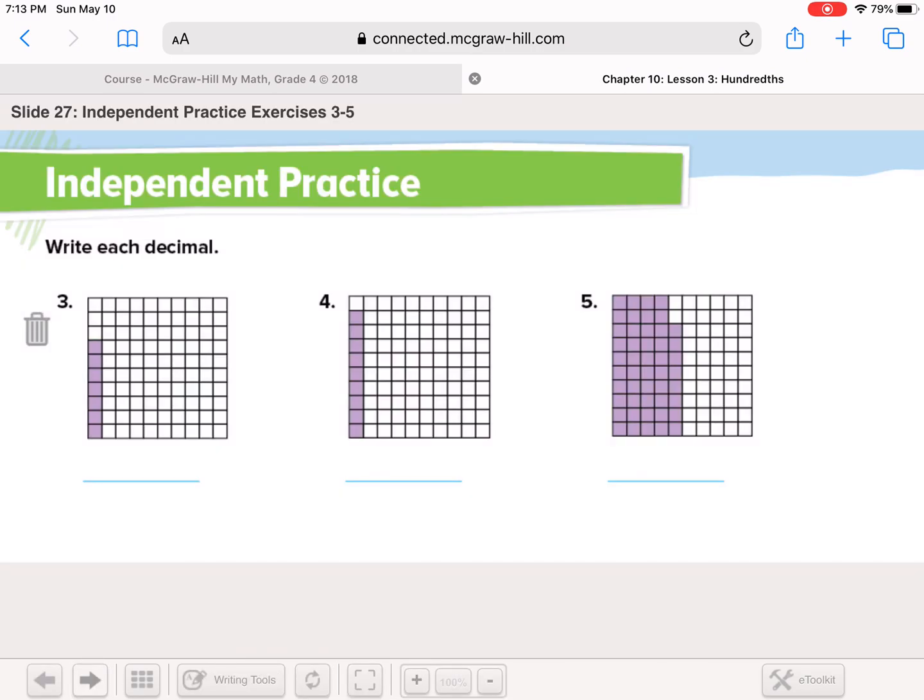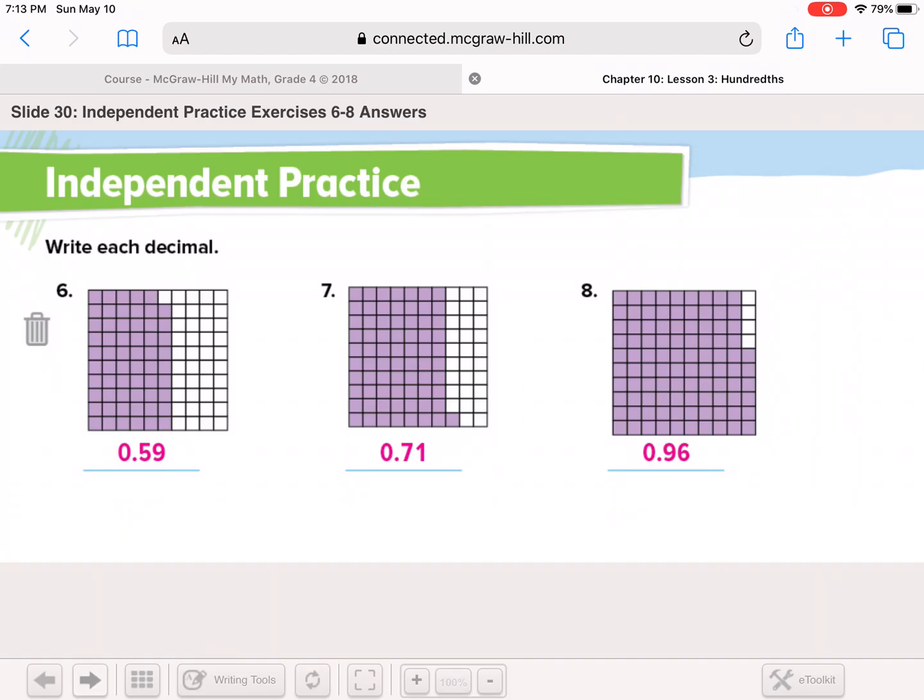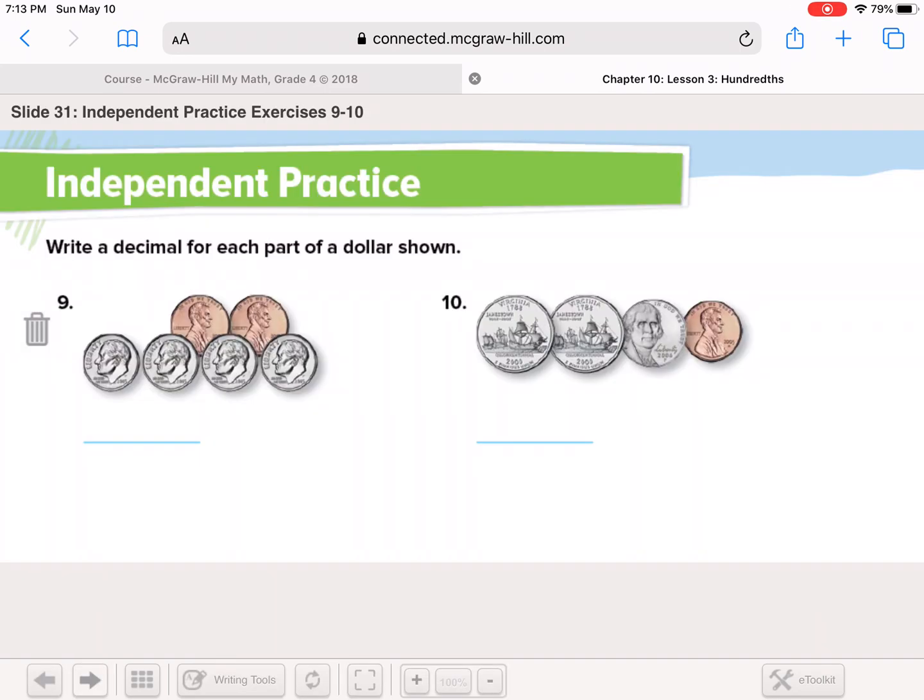All right, you guys are on your own now. Independent practice. And I really like this one. It says write a decimal for each part of the dollar shown. So remember, your dimes are your tenths and your pennies are your hundredths, right? Okay. All right, guys. See you on Zoom.